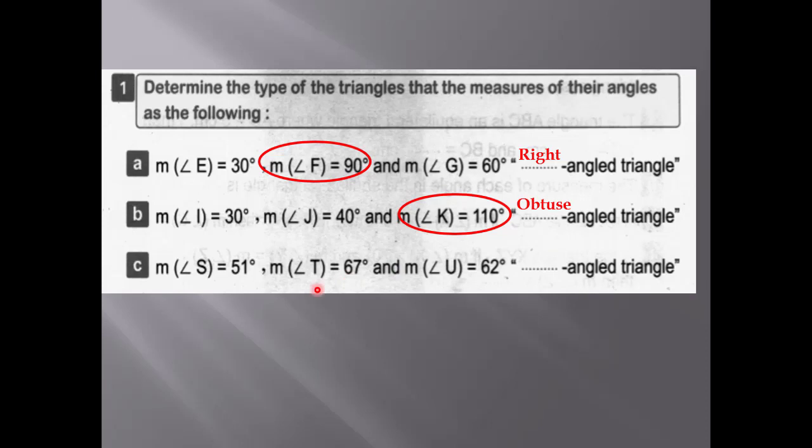The last one, 51, 67 and 62. What is the greatest angle here? We have 67. This is acute angle, so acute angle triangle. So to determine the type of a triangle according to angles, choose the greatest angle, and the type of this angle is the same as the type of the triangle.